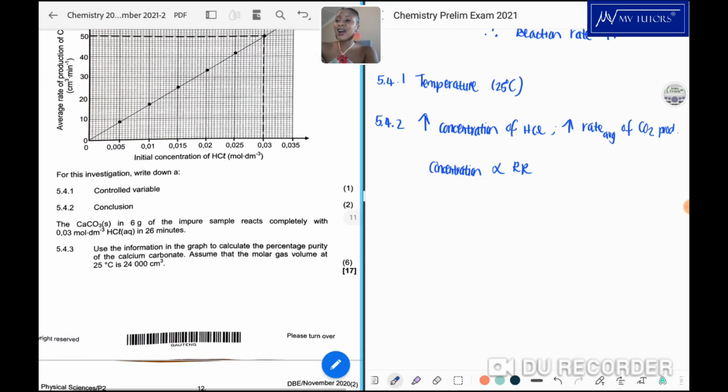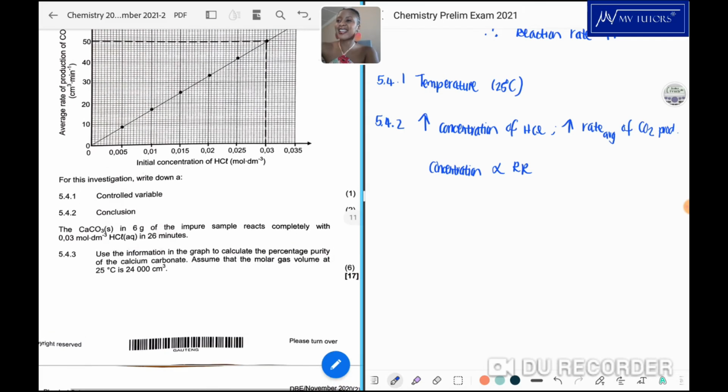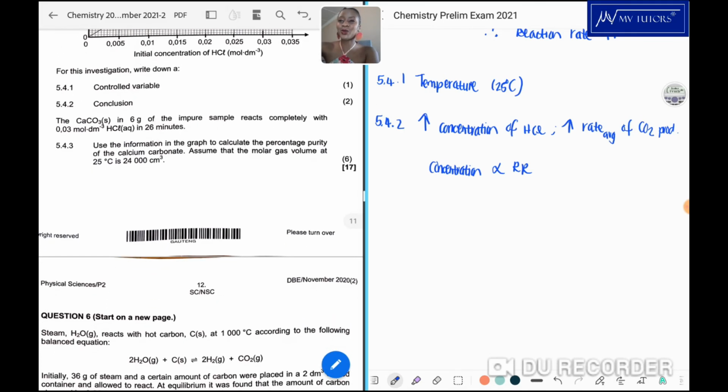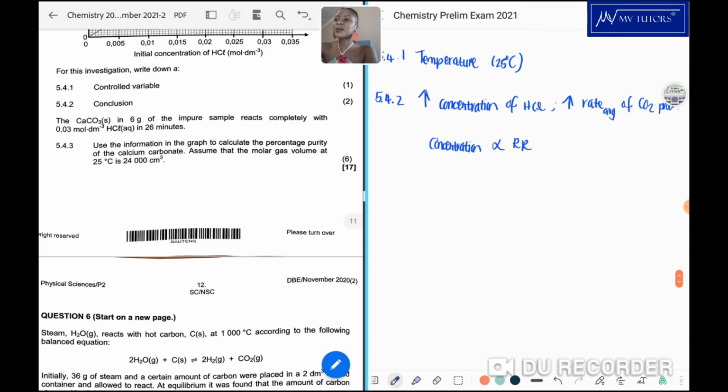Okay, and now we get to a calculation, guys. 6 marks. So we are about to work. Prepare yourself. It says the calcium carbonate in 6 grams of the impure sample reacts completely with 0.03 mole per cubic decimeter of the hydrochloric acid in 26 minutes. So that is the rate, 26 minutes. So use the information in the graph to calculate the percentage purity of the calcium carbonate. Assume that the molar gas volume at 25 degrees is 24,000 cubic centimeters.